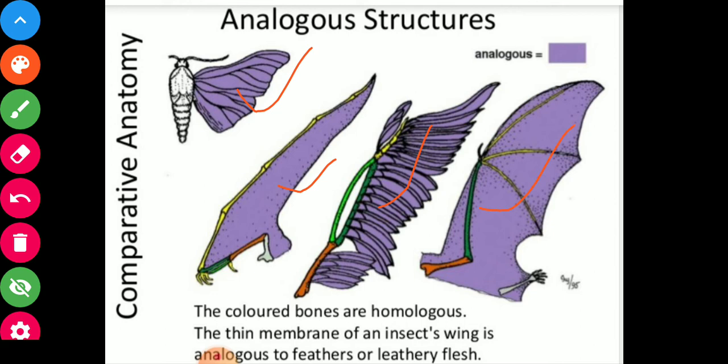So they have wings to fly. The function of these structures is to fly, but the structure of these organs is different. So the function is common, but the structure is different. So they are called analogous structures.